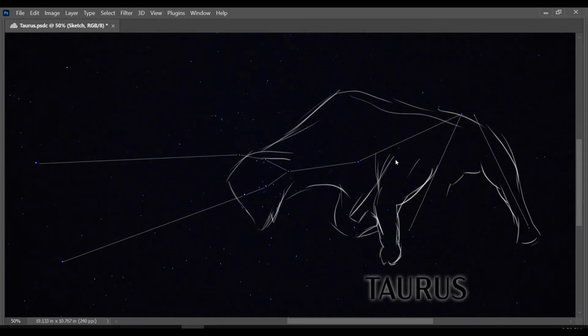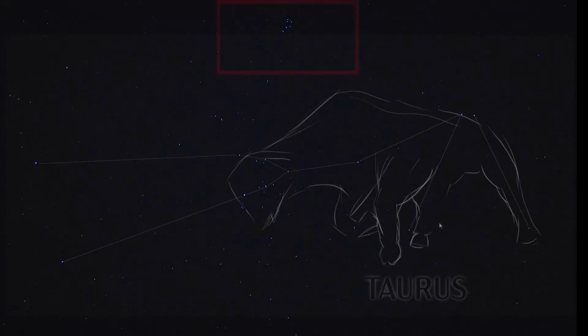Now we have a few deep sky objects in this constellation, the Hyades being one of them, but you go a little further out and you can find the Pleiades star cluster, or M45. Yes, the Pleiades, also called M45, also called the Seven Sisters.